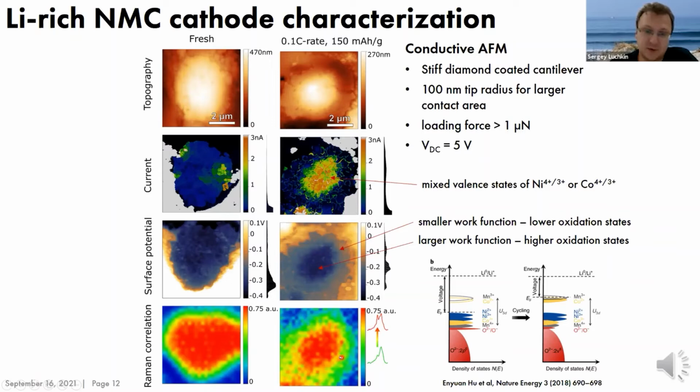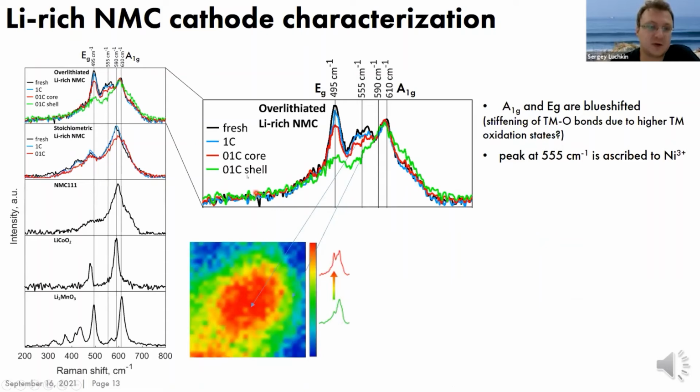So there is also the same core-shell structure on the Raman map, and here are a bit more details. We actually measured many samples with Raman, both overlithiated and stoichiometric after different cycling regimes, and a number of reference samples. But what is important here is that the Eg and A1g peaks of the fresh overlithiated sample, this black line, are blue shifted as compared to the stoichiometric sample, which means that the transition metal-oxygen bond is stiffer. That implies that transition metals are in high oxidation states.